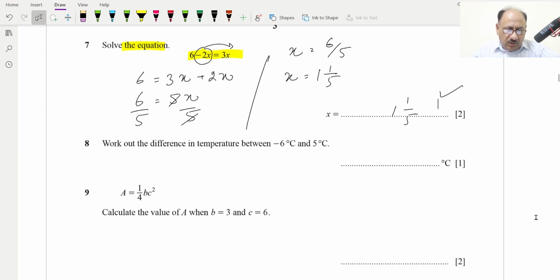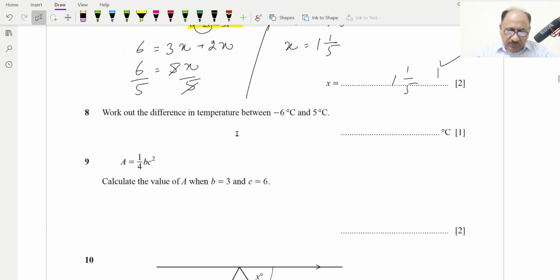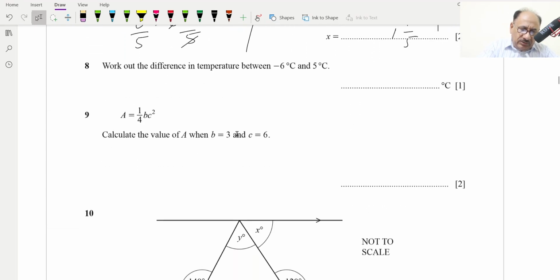Now work out the difference in temperature. Difference in temperature, this is question number 8. We have to find the difference from -6 to 5.